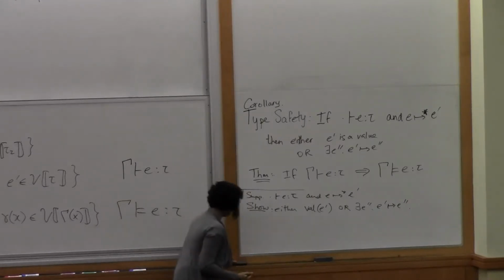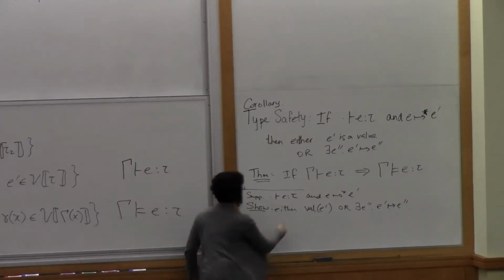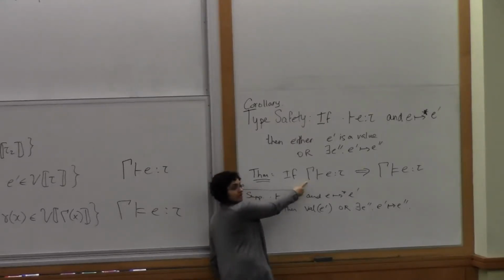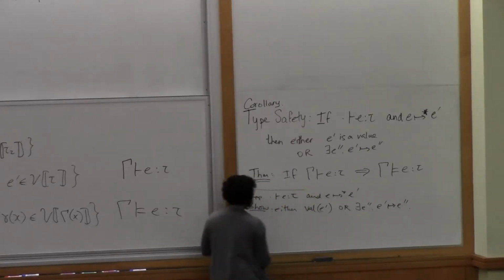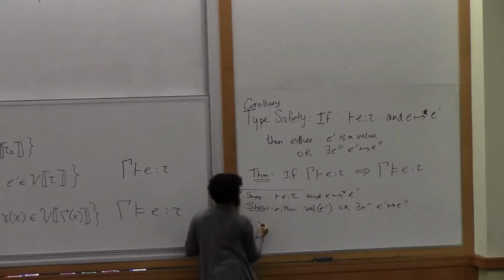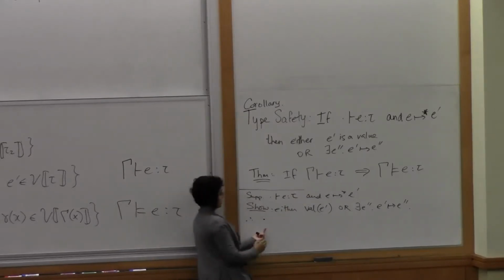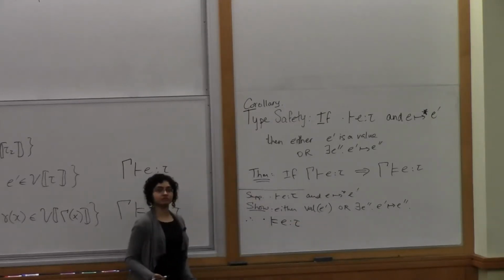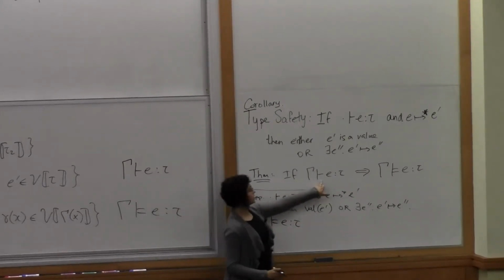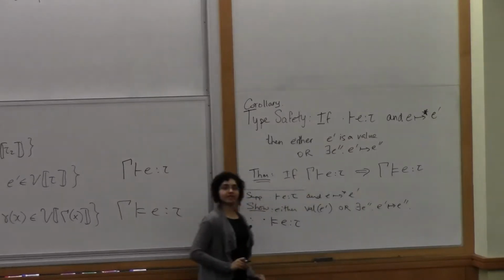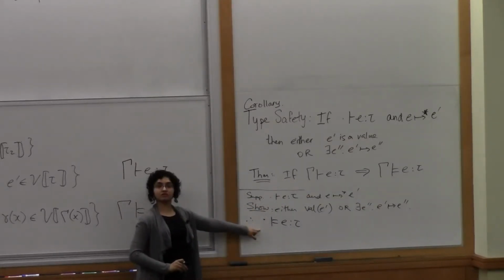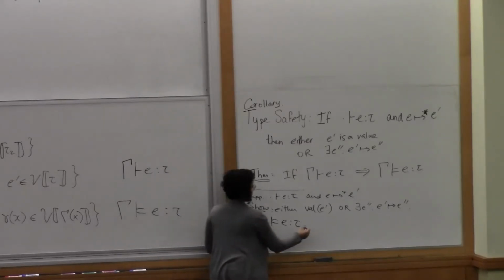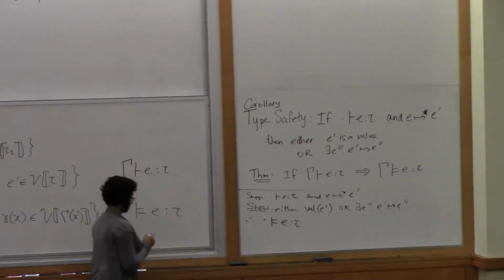Okay? Well, let's see. We know that E has type tau. Therefore, let's go use this theorem. From the theorem, we know that under a closed gamma, E semantically behaves like it has type tau. Right? Since E has type tau, E semantically has type tau. Good? Okay.